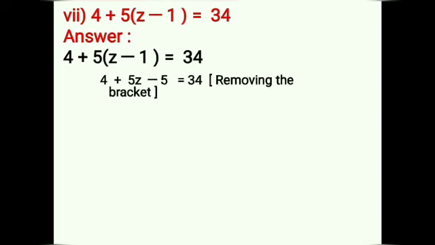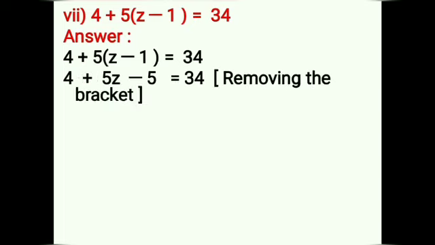Now removing the bracket. So see here, 5 into z, answer is 5z. Okay, 5 into 1, answer is 5, but the sign of this 5 is plus and this one is minus. So plus 5 into minus 1, answer is minus 5. So now see here, 5z as it is, 4 minus 5, answer is minus 1, which is equal to 34.